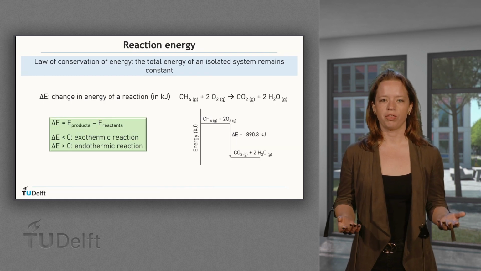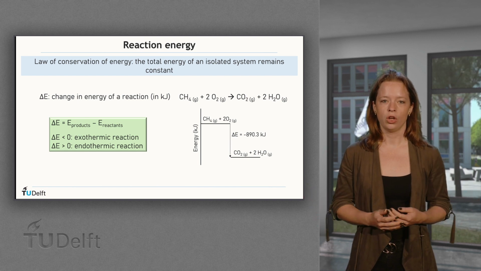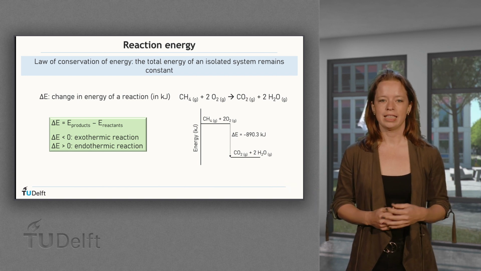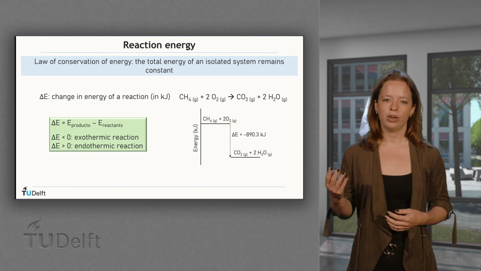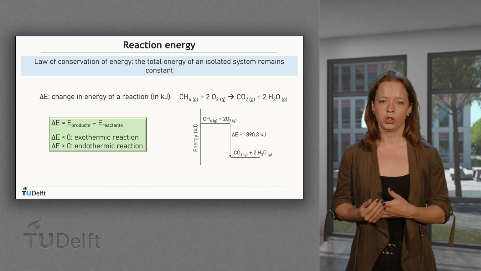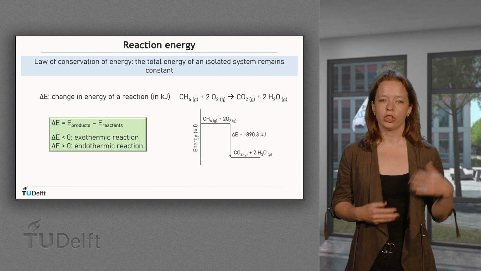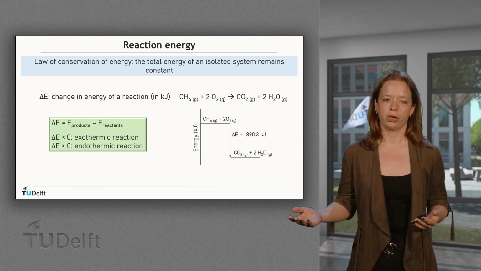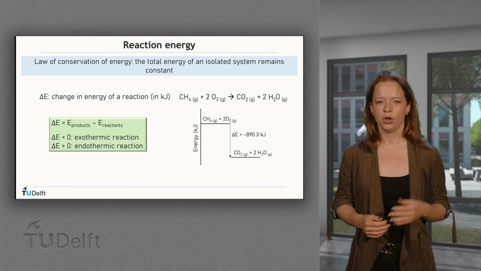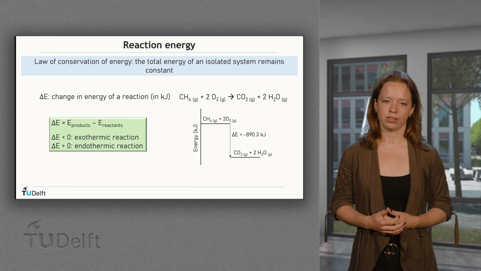The law of conservation of energy tells us that the total energy of an isolated system remains constant. Look at the example on the right-hand side of the slide. Methane, CH4, is a highly flammable gas. This reaction equation shows us that the burning of methane with oxygen produces CO2 and water. Of course, we know that if we burn methane, the reaction just continues by itself. And next to the production of carbon dioxide and water, a lot of heat, so energy, is released. We call these types of reactions, where the energy is released, exothermic reactions.